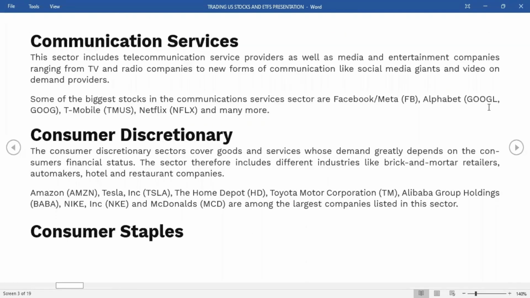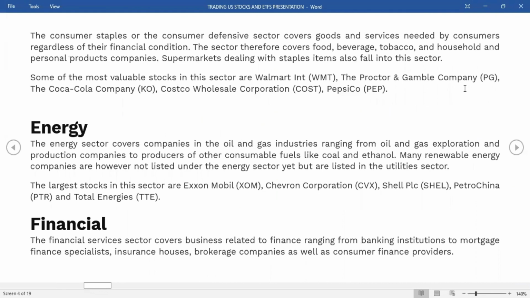The consumer staples sector, or rather the consumer defensive sector, covers goods and services needed by consumers, regardless of their financial condition. That's the difference between consumer staples and consumer discretionary. For consumer staples, consumers must consume these goods regardless of their financial conditions. So the sector covers food, beverage, tobacco, household and personal products companies. We also have supermarkets which deal with the staple items. Some of the most valuable stocks in this sector are Walmart, Procter & Gamble, Coca-Cola, etc.